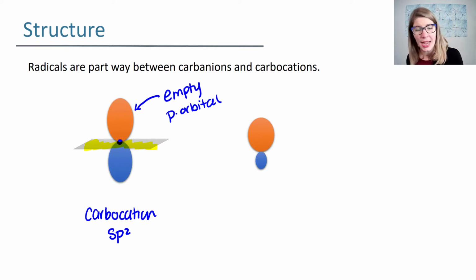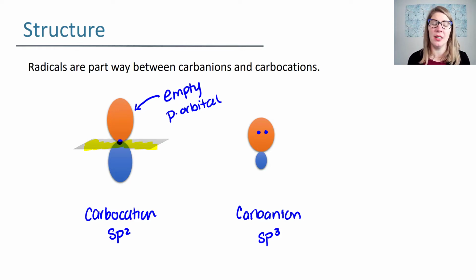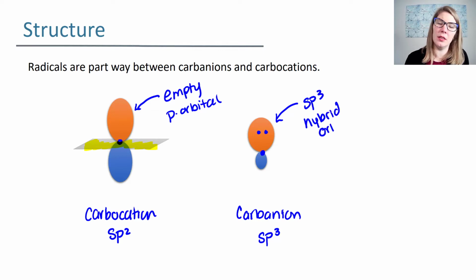Whereas your carbanion is a little bit different. It is sp3 hybridized, which is why the shape of this orbital looks different, because this is an sp3 hybrid orbital that the lone pair is living in. So I've drawn the lone pair in the orange lobe. The dot that I'm going to draw in here is the middle where your carbon would be. And this is your sp3 hybrid orbital. And it contains a lone pair.